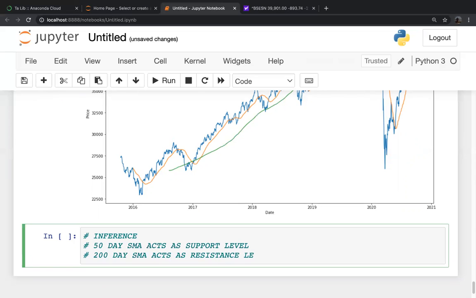Resistance level. Support means bottom. Below that, the price tries not to fall below that level. Resistance means top. So the support level will be the bottom line, and resistance would be the top line.